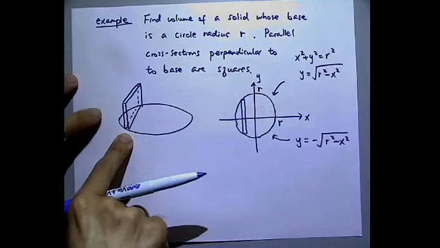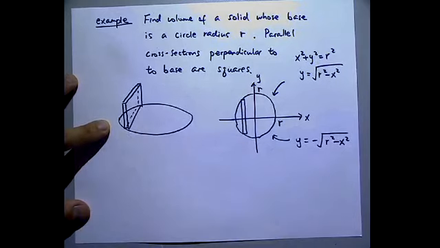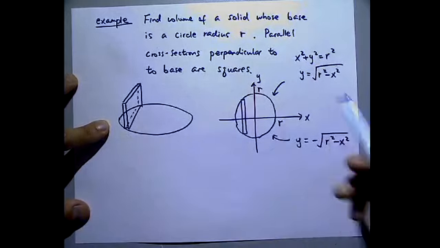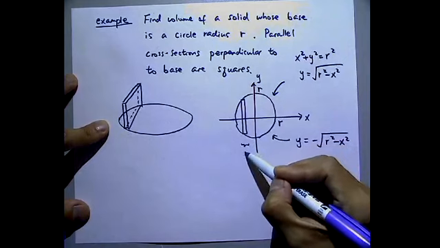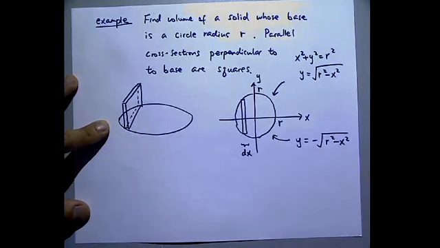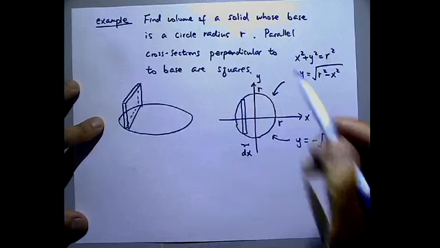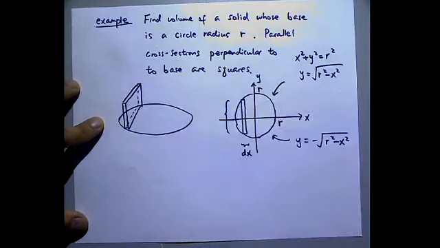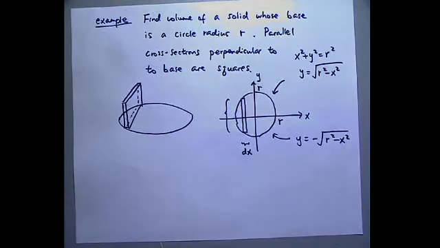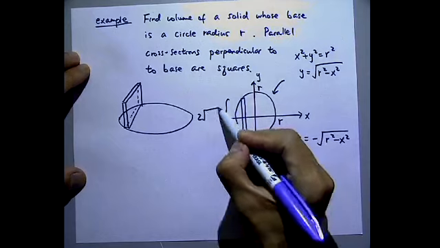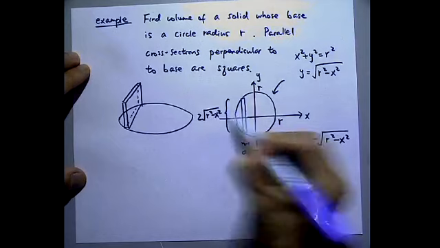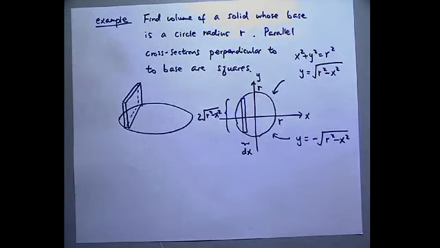So that slice here, looking at it from the top down, we just see a rectangle. It again would have a thickness of dx. And how wide is it? How tall is it, I guess? Top minus bottom, so 2 times radical something something.